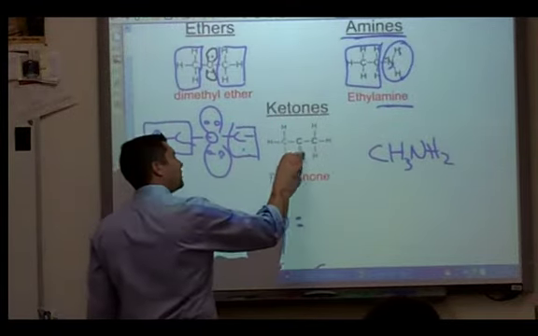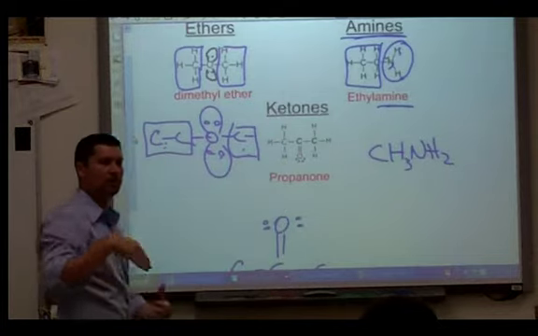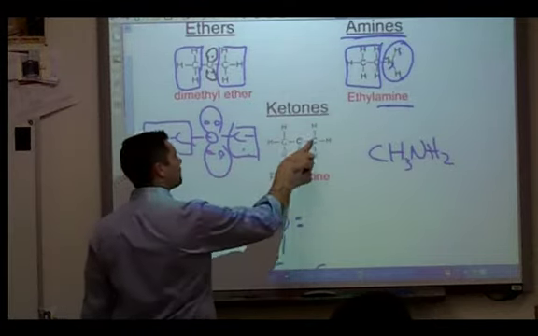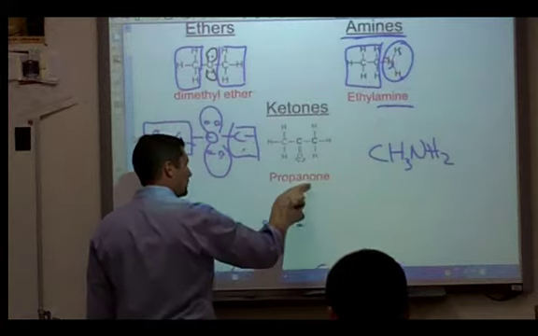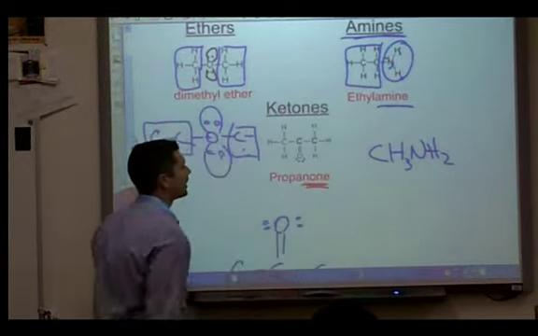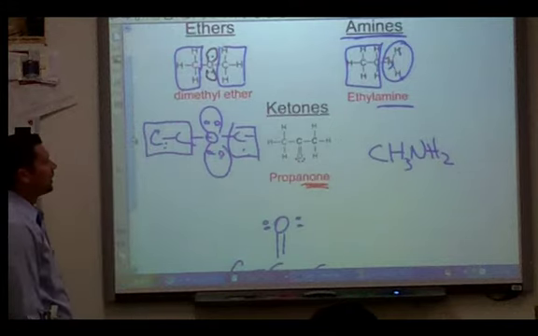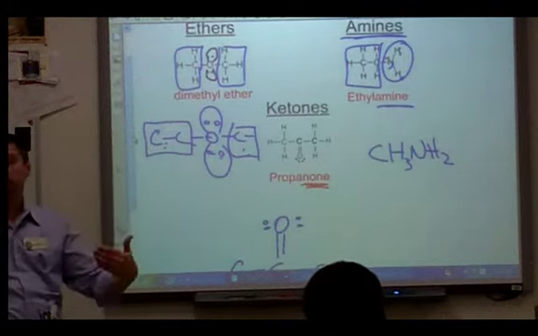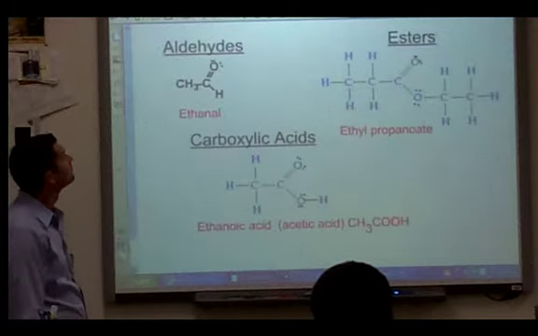So that's when you have a double bonded oxygen attached somewhere in the middle of the chain there. So this is propane, and ketones are going to have the "one" ending here, so propanone. Okay? If it was on a butane, it would be butanone.